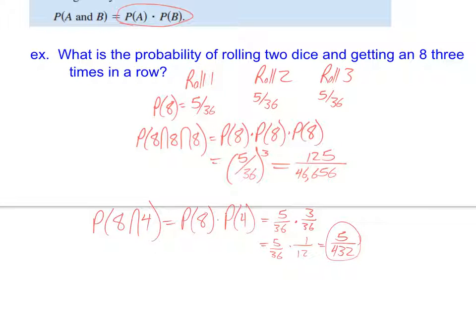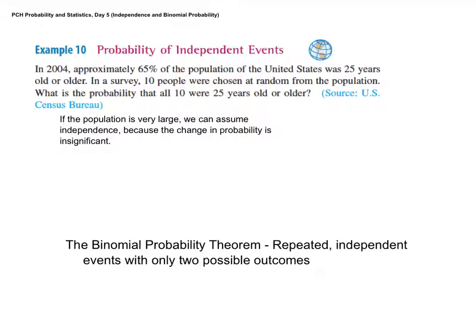Alright, does this make sense so far? Yeah. If you have independent events, you could just multiply the probabilities. Okay? Now, here we have another example.